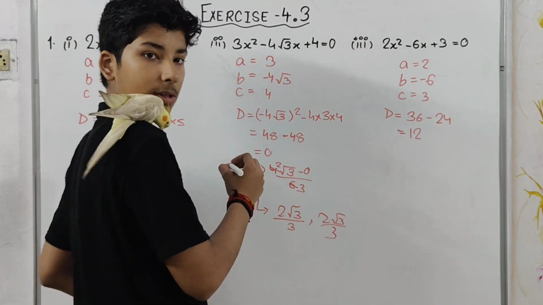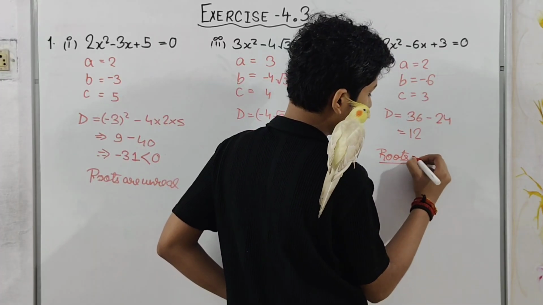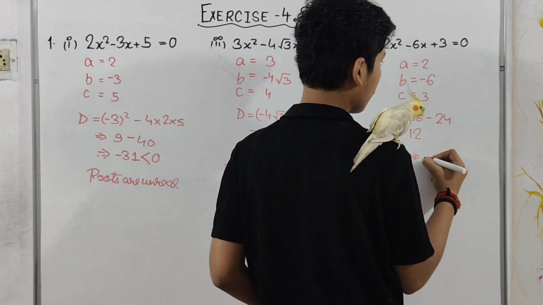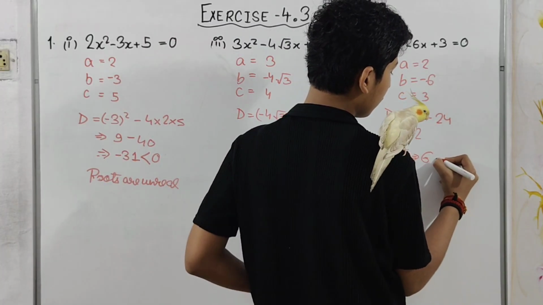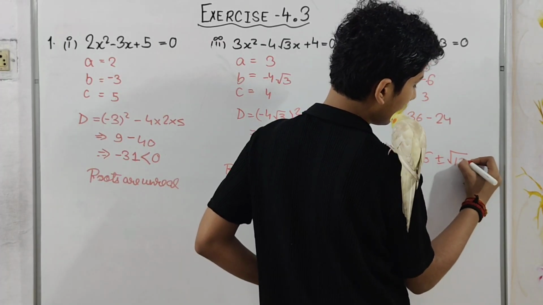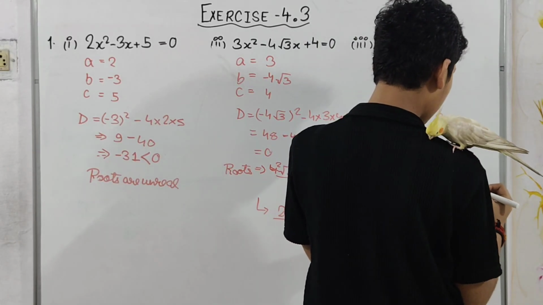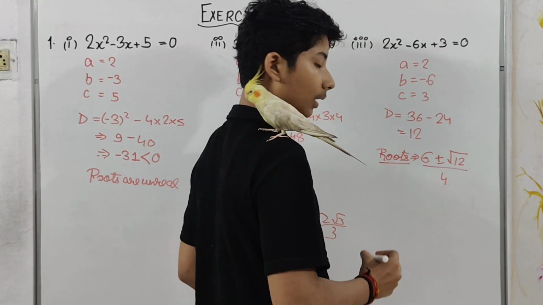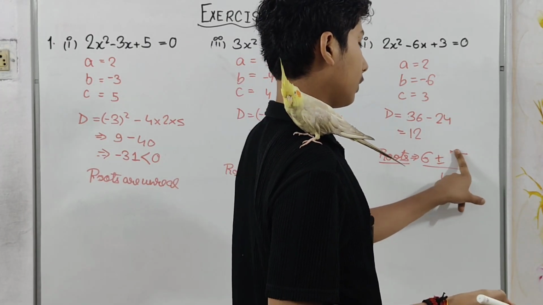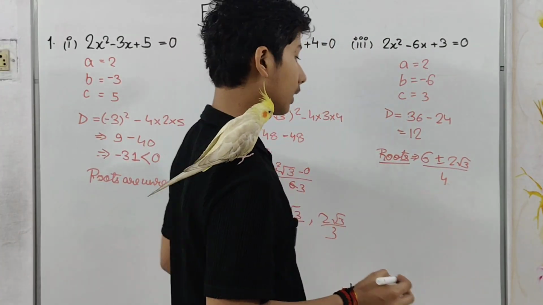Now we have to find out the roots. x equals minus b, minus minus 6, plus minus root 12 upon 2 into a, which means 4 directly. Now root 12 can be written as root of 4 into 3, which is 2 root 3. I hope this is clear.